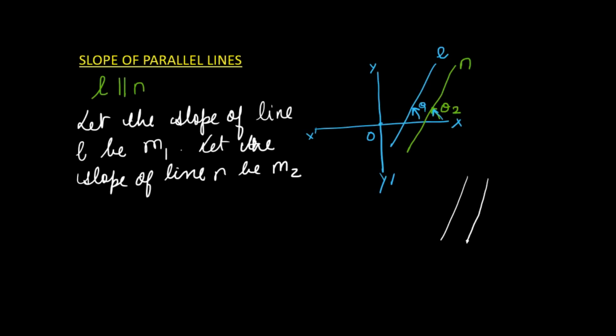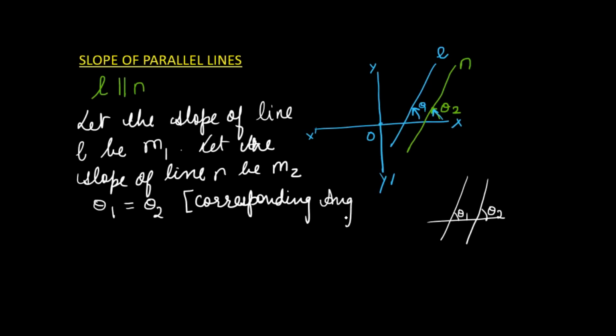Okay, lines are parallel. Theta 1 and theta 2 form a pair of corresponding angles. And when lines are parallel, the corresponding angles are equal. Correct? So if the corresponding angles are equal, then the tangent of those angles will also be equal. So this implies tangent of theta 1 should be same as tangent of theta 2. And what is tangent of theta 1? It is the slope of line L, which is M1, and it is equal to M2.